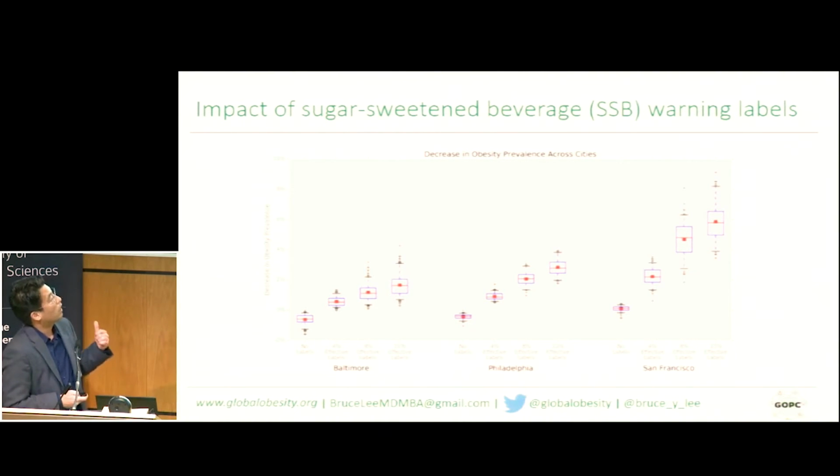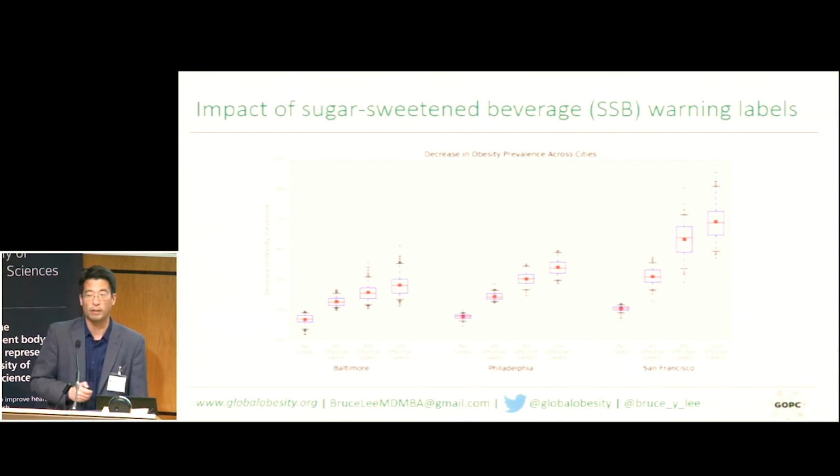So then this just shows what happens when we implement it. This is the decrease in obesity prevalence over a number of years. This is what happens when you use no labels versus labels that are 4% effective in terms of changing the behavior. So if someone saw it 100 times, 4 out of 100 times they might change their choice of beverage; 8%, 12%. For each of these different cities.